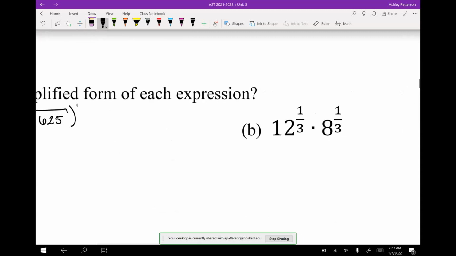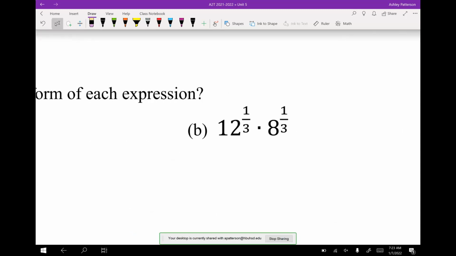All right, if we look at example B, we're multiplying exponential terms, right? There's a base and an exponent. Do they have the same base? No. The first term has a base of 12, and the second term has a base of 8. They are not identical, so we cannot add their exponents. But, well, in the past, we would say, no solution, this is as simplified as we can go.